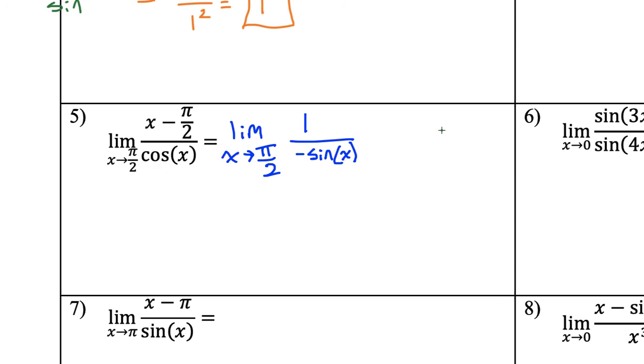And when I actually plug in pi over 2, I get 1 over sine of pi over 2. Again, I'm thinking of the unit circle. Pi over 2 is straight up, so sine is the y-coordinate. The y-coordinate here is 1, so negative 1. So I have 1 over negative 1, and my final answer is negative 1.